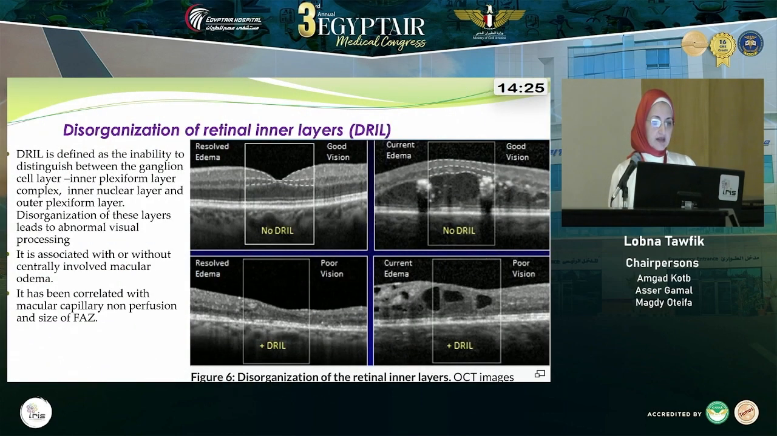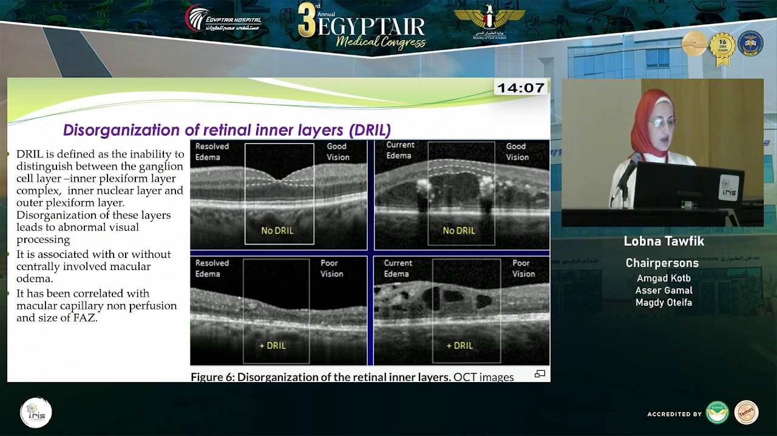Disorganization of the retinal inner layer, DRIL. DRIL is defined as the inability to distinguish between the ganglion cell layer, inner plexiform layer, inner nuclear layer, and outer plexiform layer. Disorganization of these layers leads to abnormal visual processing. It is associated with or without centrally involved macular edema.